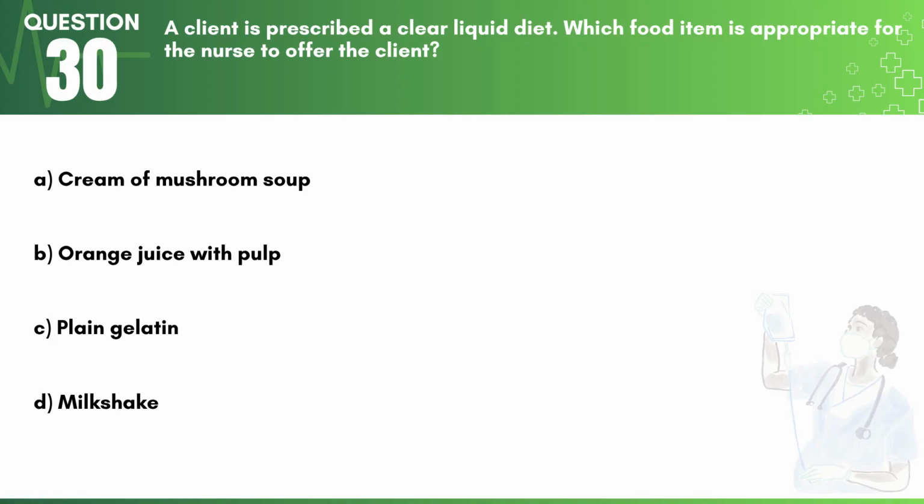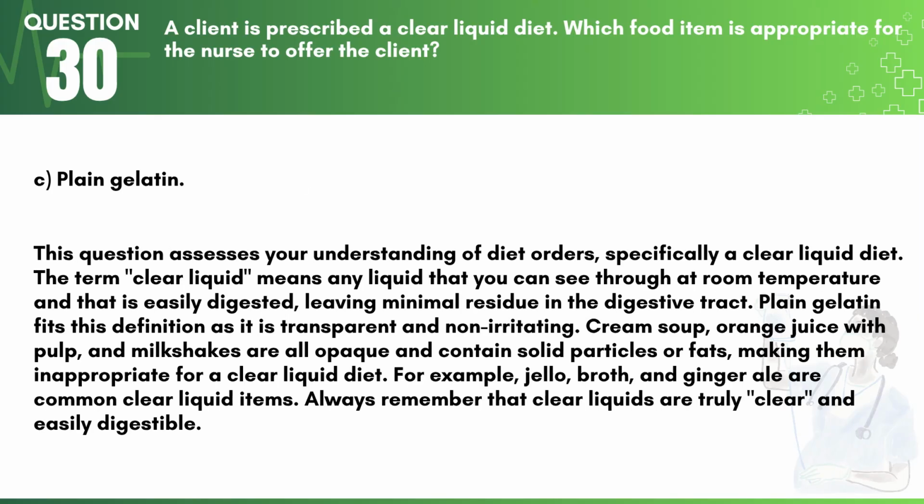Answer: C. Plain gelatin. This question assesses your understanding of diet orders, specifically a clear liquid diet. The term clear liquid means any liquid that you can see through at room temperature and that is easily digested, leaving minimal residue in the digestive tract. Plain gelatin fits this definition as it is transparent and non-irritating.